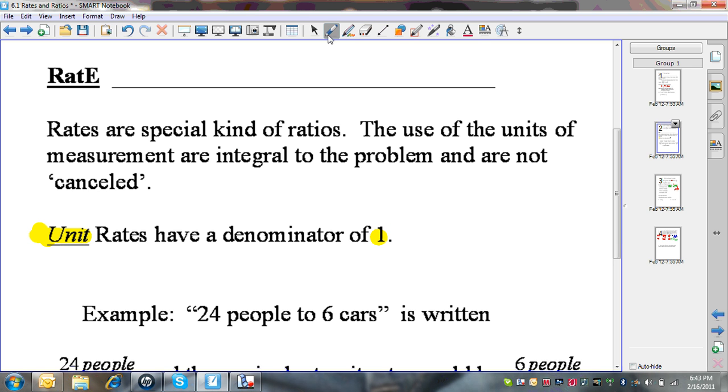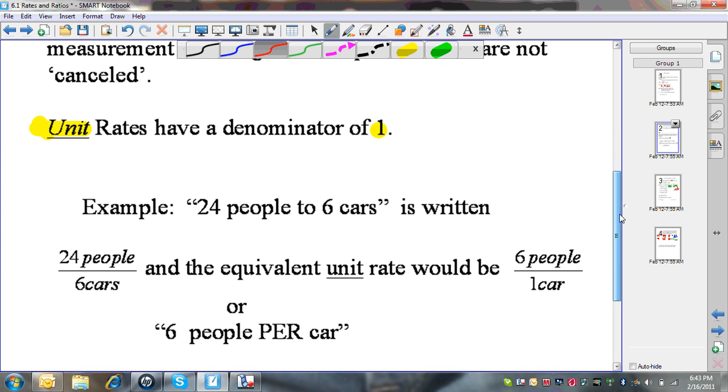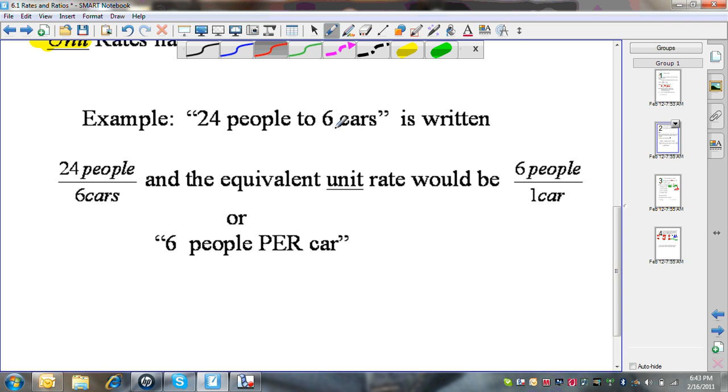So I'm going to show you some examples when we get down a little bit further of how unit rates work. But let me show you just some examples of plain rates. 24 people to 6 cars. If we were going to write that as a rate, we would write it 24 people over 6 cars, with 6 cars as the denominator. We cannot cross out the people and the cars because people are not cars.